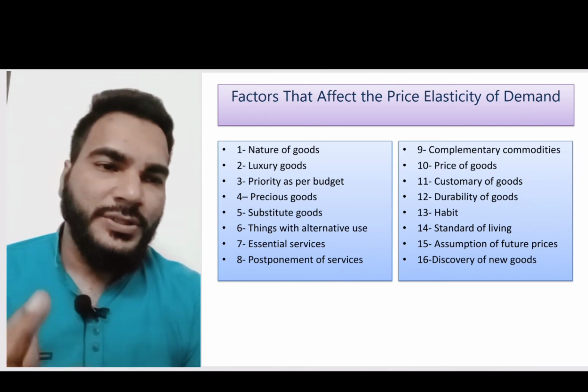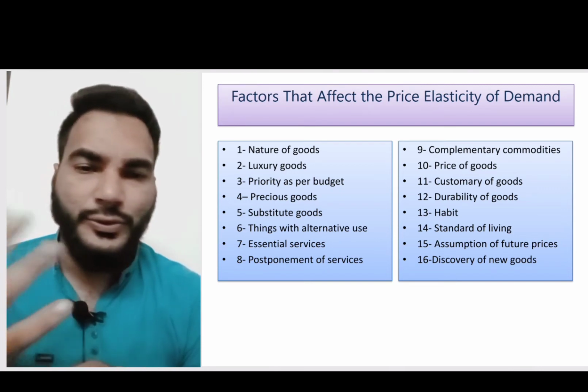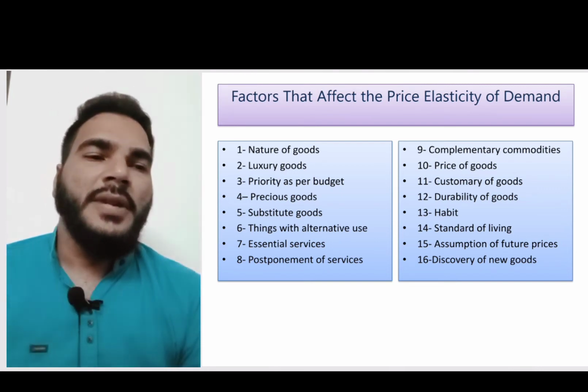Then we have prestige and precious goods, as we already discussed with luxury goods. So basically these are the same. Then we have substitute goods.